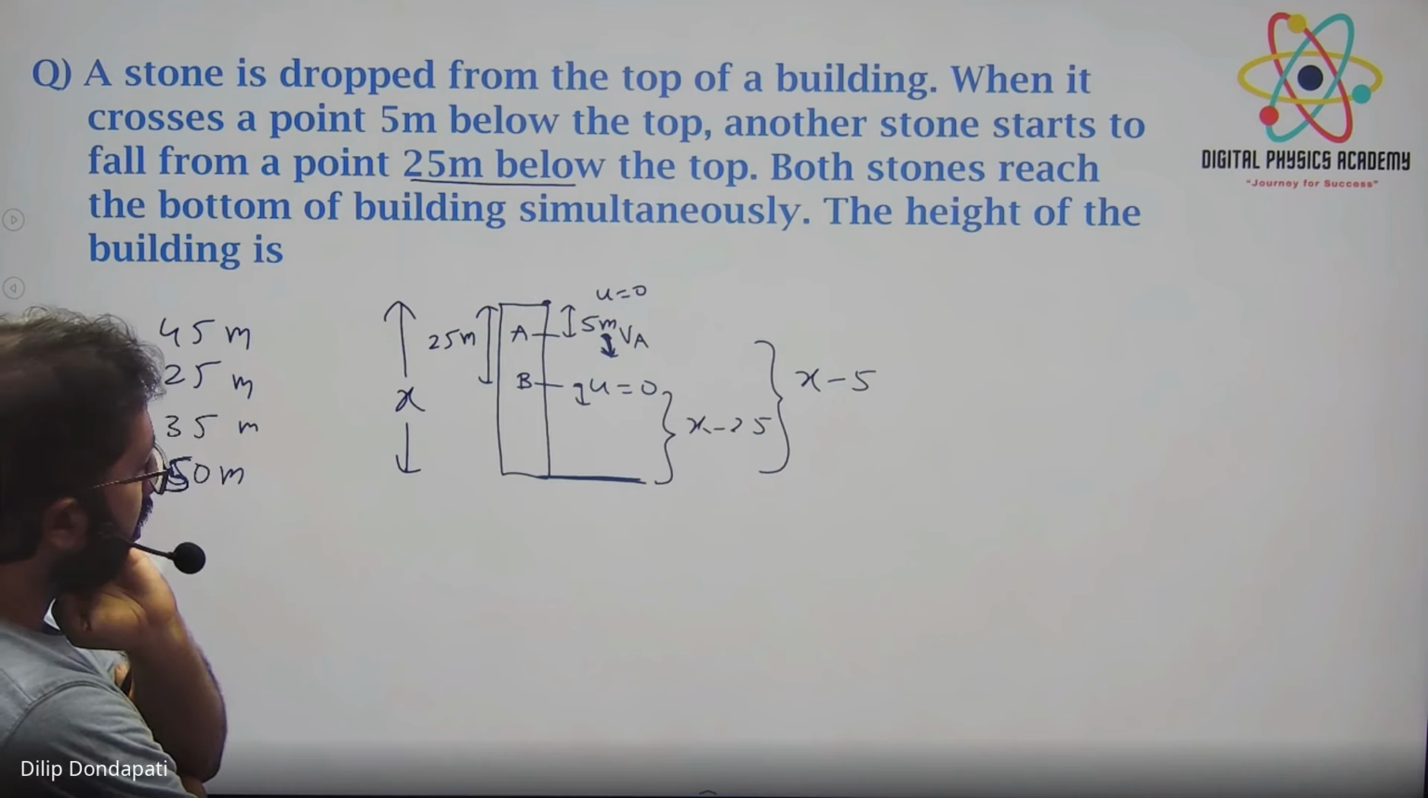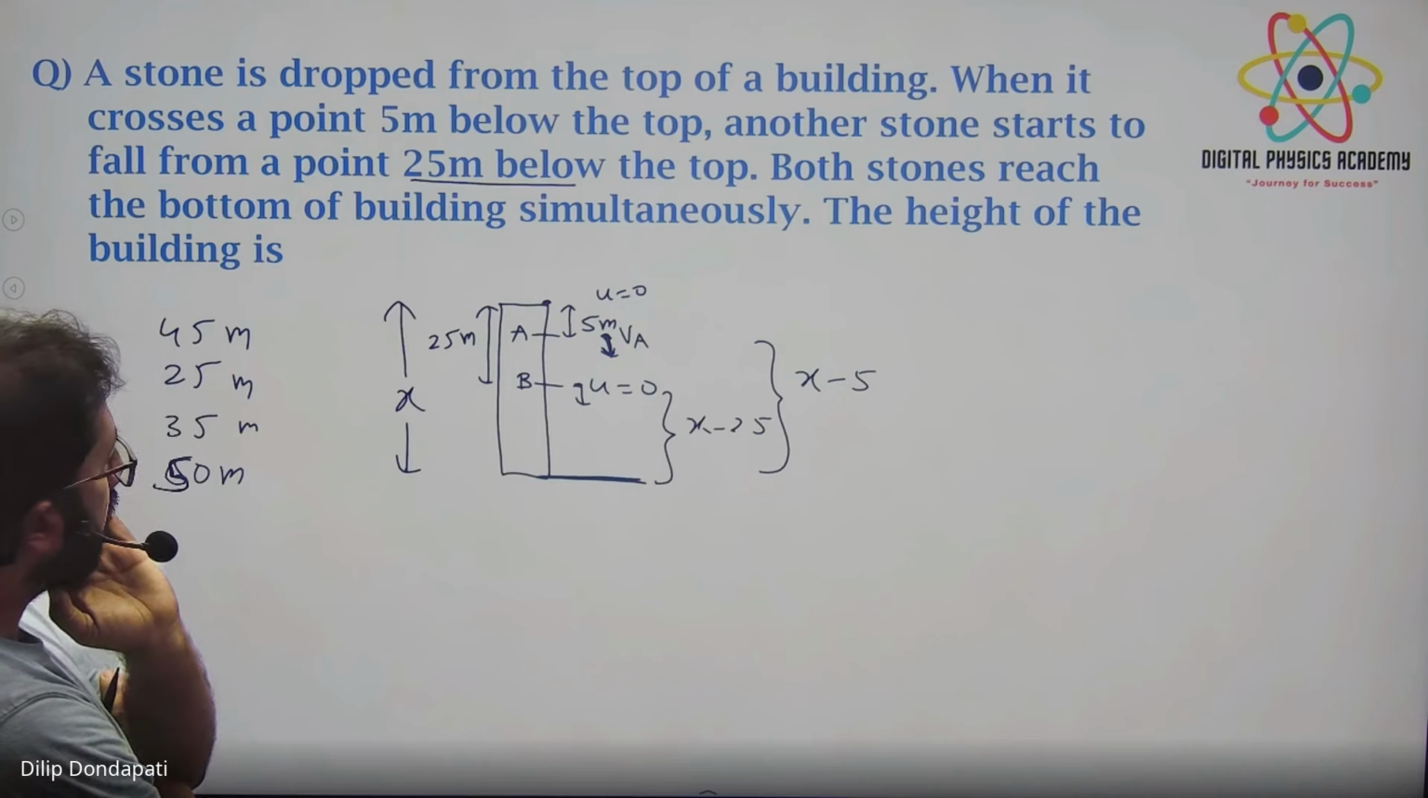Sir, I have another doubt. Will the total time be equal to the addition of the individual times? Like, if the distance is x, will it be root 2x by g? No, not equal. This one is different, that one is different.